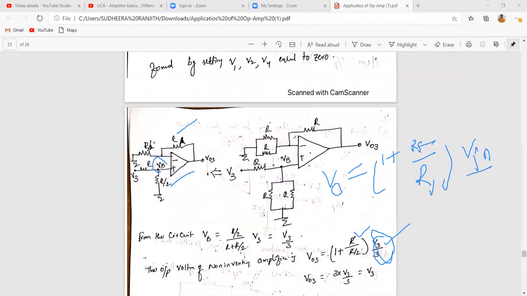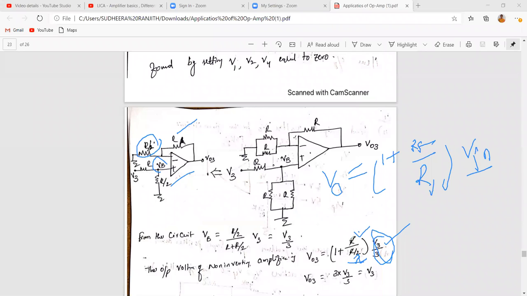What about R1, the input resistance? What is the value here? R by 2, sir. Right. R by 2, so R and R get cancelled. So it is 1 by 1 by 2, which means 2.